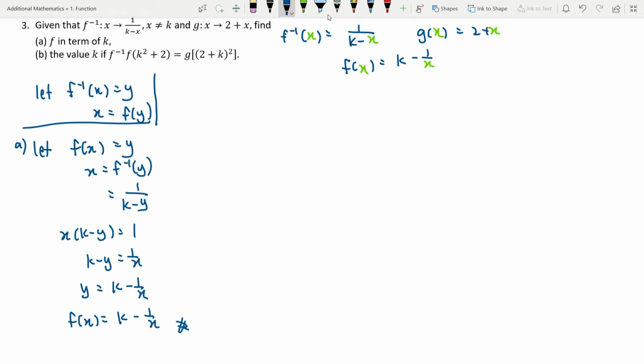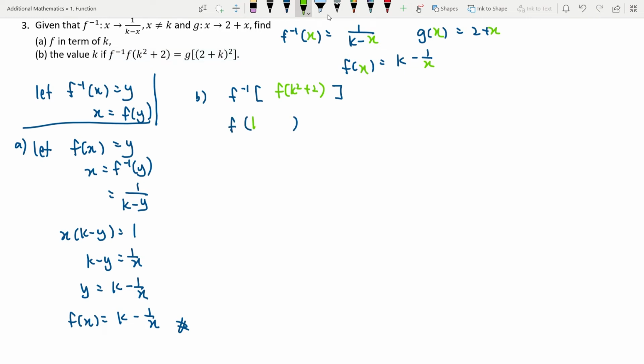B. Find the value k if f inverse of f of k squared plus 2 is equal to g of 2 plus k squared. Before we can find the value k, we need to do the composite function separately. First, we find the value of f inverse of f of k squared plus 2. This composite function looks a bit complicated, so I'm not going to find the general function for f inverse f, but I will find f of k squared plus 2 first and then substitute it into f inverse.